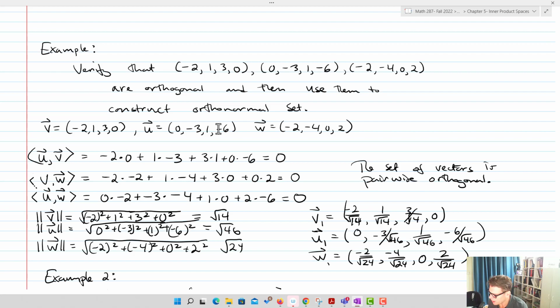And this is an orthonormal set. That is, every vector in this set is of magnitude 1, or excuse me, of norm 1. And in addition to that, we have the set is orthogonal. Okay?